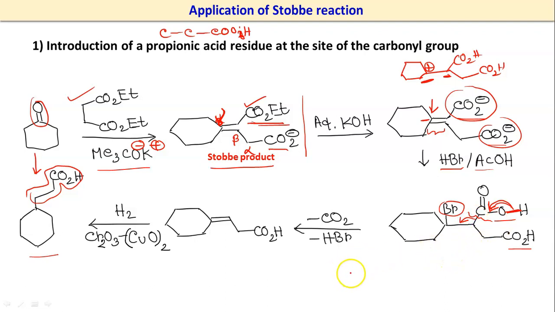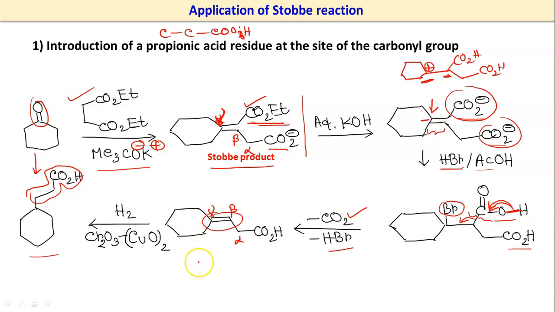Okay, that is actually the next step. So here two things are happening. One is decarboxylation and removal of HBr. So finally we are getting a beta gamma unsaturated acid. And if we want this compound as our final product, then we have to stop the reaction at this step. But if we want a saturated bond, not any unsaturation, then we have to reduce this CC double bond.